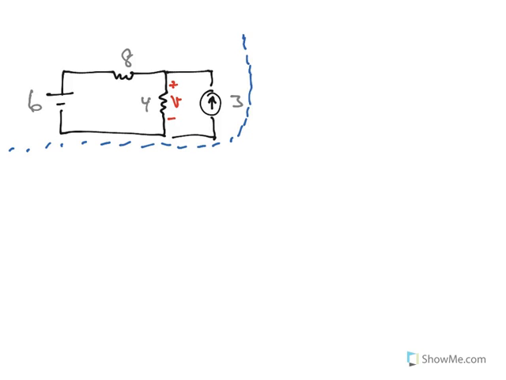So, what does that mean? Well, I have two sources, a voltage source and a current source in this problem. So, I need to draw two smaller circuits. The first one, I'm going to keep my voltage source and get rid of the current source. So, keeping the 6-volt source.